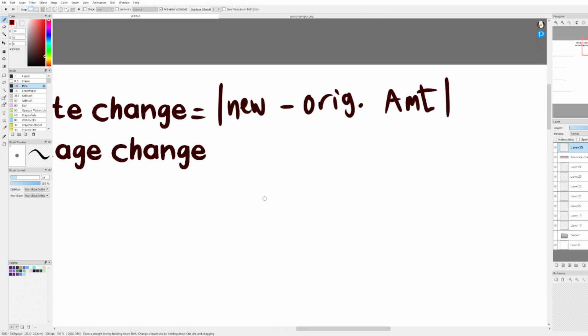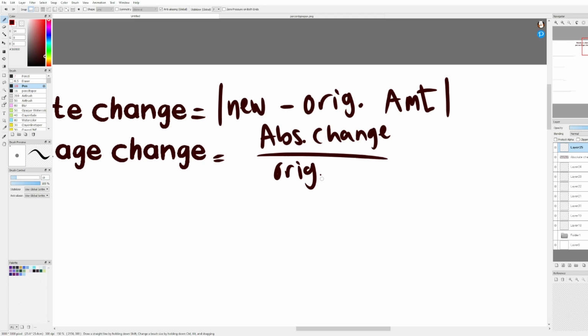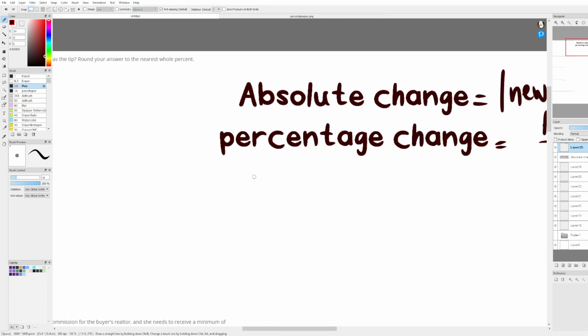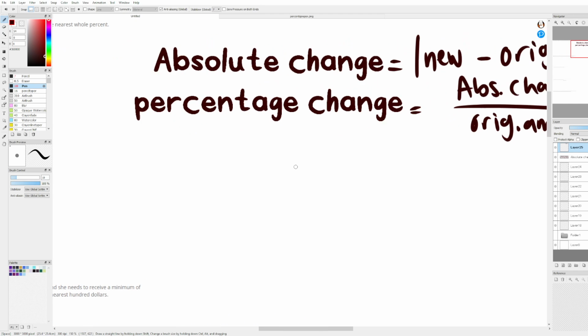So percentage change is equal to the absolute change divided by the original amount, times 100, just to put it in percent form. And then it will be talking about tipping and stuff like that.